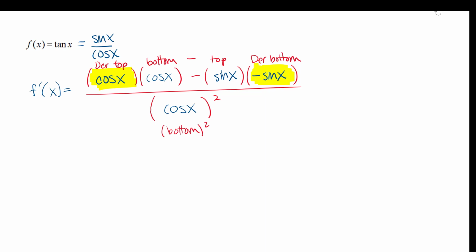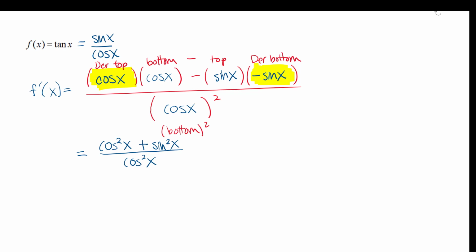It's just a matter of cleaning things up and tidying this up. On the numerator, I have cosine of x times cosine of x, which is cosine squared of x. And then I'll have a minus sine of x times a negative sine of x. So negative times a negative will be plus sine squared of x. And then the denominator is cosine squared of x.